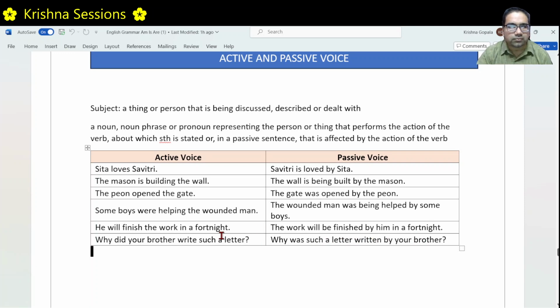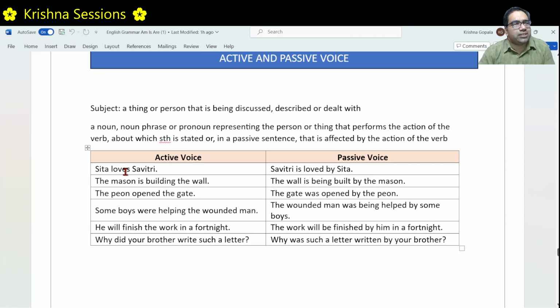So, what is happening? In active voice, the subject acts. The subject does the action. Whereas in passive voice, the subject doesn't act. Subject is passive. Passive means it is not bothered. It receives the action. Right. That is the main difference.